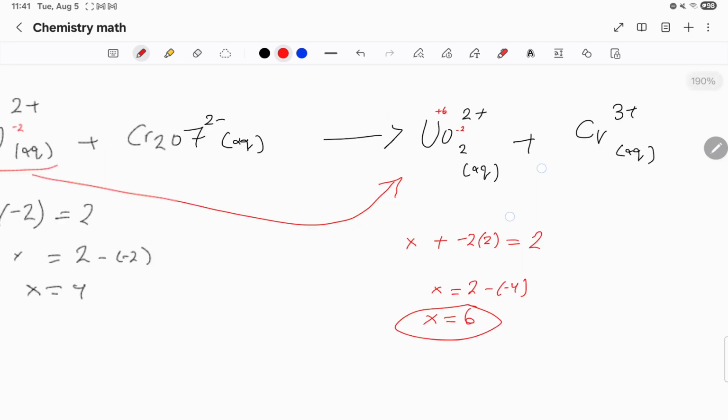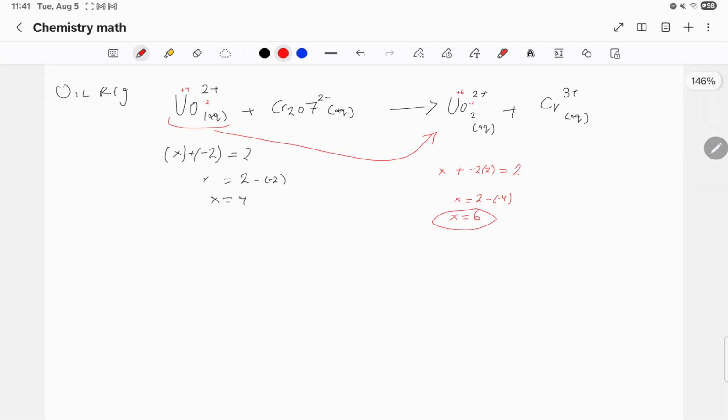That is correct. Now, we can easily figure out who got oxidized. So this molecule went from having a plus 4 to plus 6. What does that mean? That means that it increased in positivity. That means that it got oxidized. It lost electrons, and electrons are negative charges. So if you lose negative charges, you become more positive. So this molecule became oxidized.